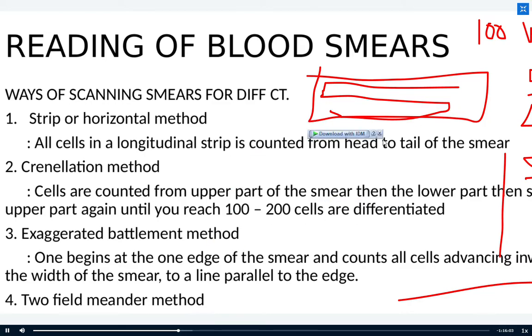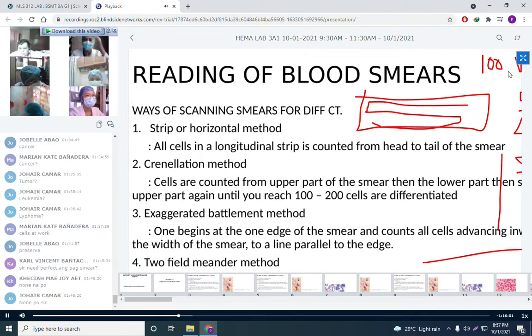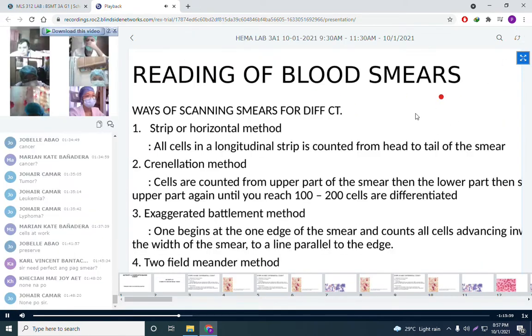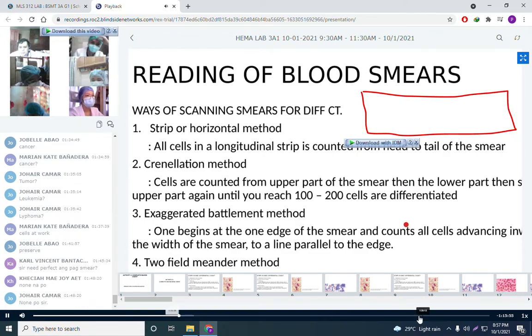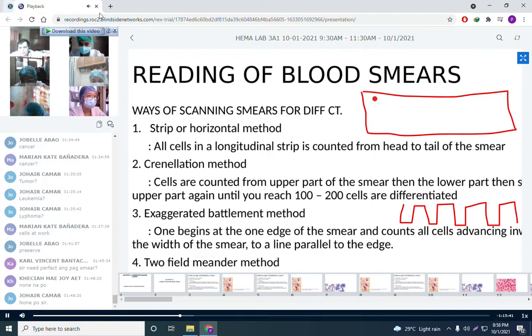Now, your crenellation method, class. Your crenellation would usually, if nakakita na kayo sa movie ng mga castle walls, yung castle walls nyo would have what we call crenellations and they would appear like this. Crenellations would appear like this. But they're very small. So for this one, you're going to start from the bottom, from the upper part, and then you're going to go down like this.